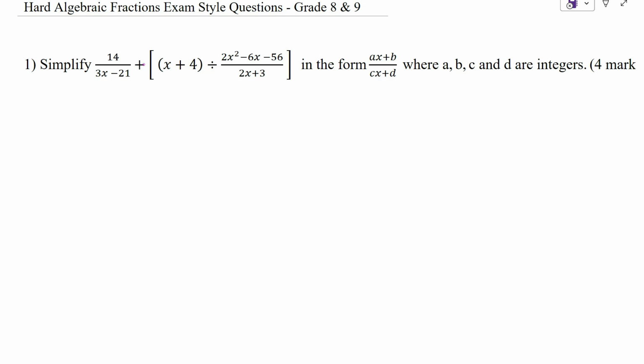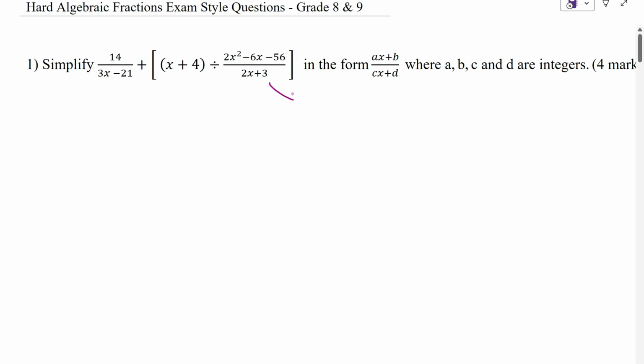So before we can add any fraction, we need to go ahead and work out what is going on in this bracket here. Okay, so let's work that out separately on this side. So we are dividing here, and when we divide, we change this to a multiplication sign and flip the second fraction. So we are going to be doing x plus 4 multiplied by 2x plus 3 over 2x squared minus 6x minus 56.